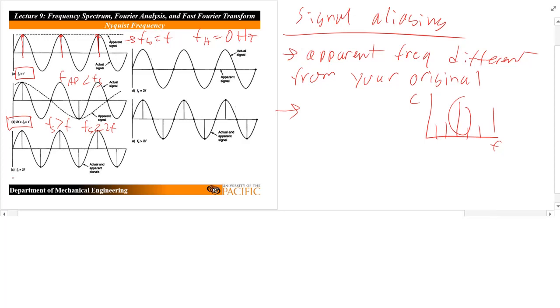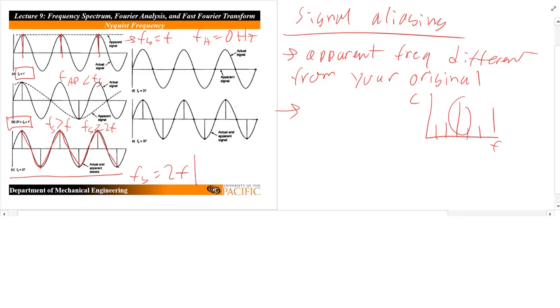Now, what happens if I set my sampling frequency equal to twice my signal frequency? Well, you can see here the apparent frequency seems to be pretty much in line with the frequency that we're actually measuring. This seems pretty good.